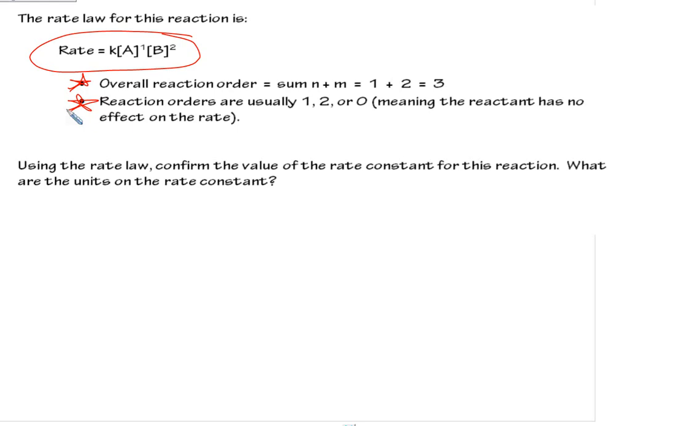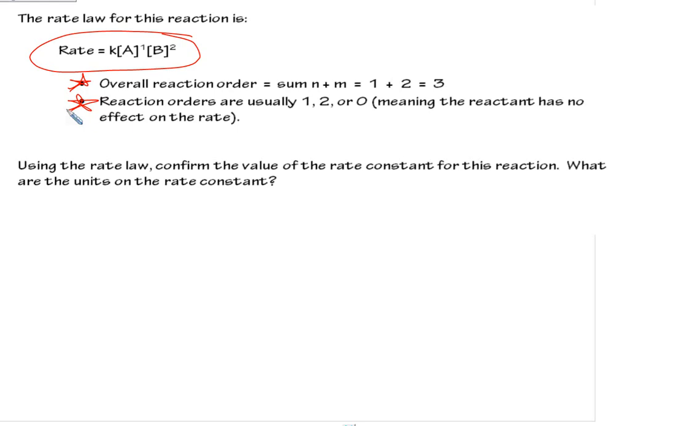First order, if you double the concentration, you double the rate. Second order, you double the concentration, you quadruple the rate. And there is something called zero order. Zero order would mean you change the concentration and the rate stays the same. The rate is not affected by changing the concentration of that particular reactant. We'll talk more about zero order reactants in a little bit.